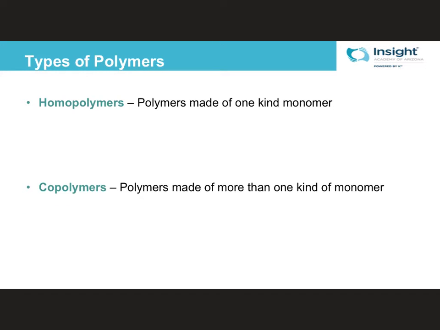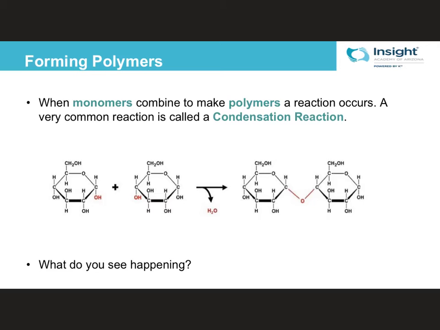All right, some breakdown of terms related to polymers. Homopolymers. Homo means same. So that means that in the polymer, there's only one type of monomer, whereas copolymers, co can mean together or different. Those are ones that have more than one kind of monomer. Again, some good terms to get definitions down for.